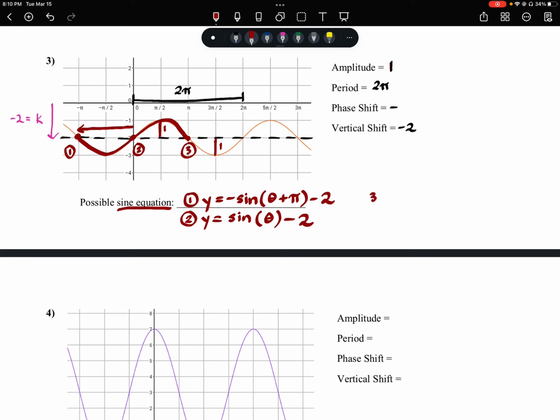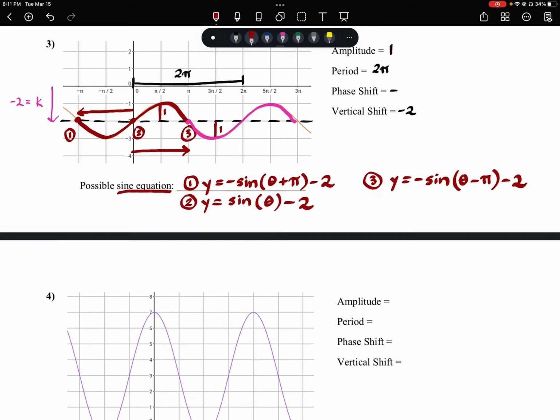And then our last one, for number 3, if we started here and we're looking at extending it this way, we'd say y equals, it's obviously negative, so we have negative sine of theta, and then since we've shifted to the right, 3 pi over, I'm sorry, not 3 pi over 2, I went too far. Looks like we've gone to the right pi. So we're going to say theta minus pi, and then we'll throw our minus 2 on. And again, feel free to graph them on the calculator to check them to make sure that they're all the same.